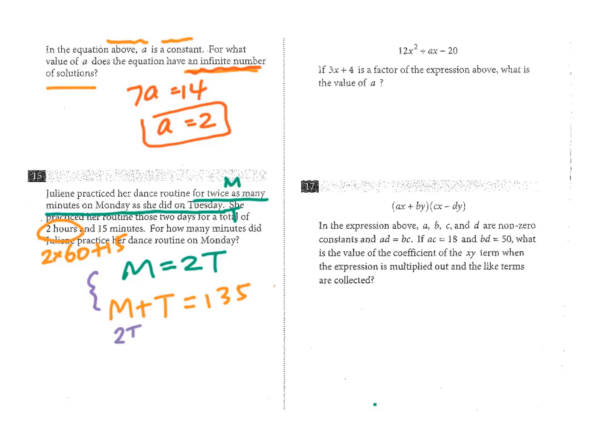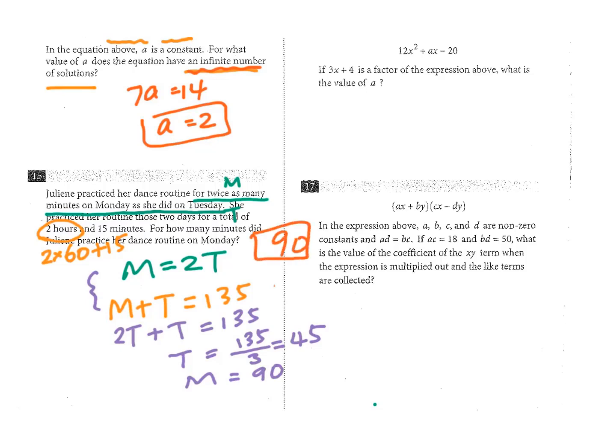Then we solve this system of equations by substitution. We got 2t plus t equals 135. So t equals 135 over 3. You got 45. Therefore, m equals 90 minutes. So the answer will be 90.